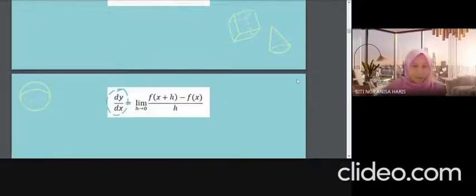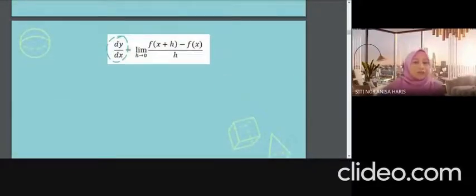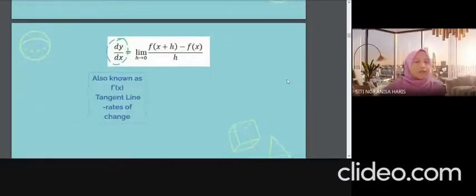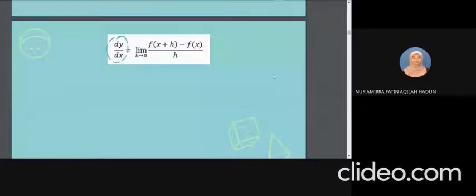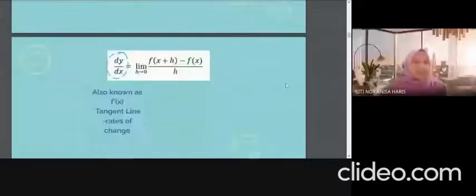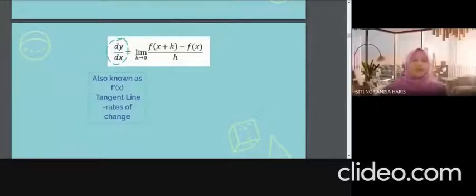But first, let's get to know the details about the formula. What is dy over dx? Slope. Yes, it is the equation of the slope and is also known as f prime x, which is defined as the derivative of y with respect to x. And then from this derivative, we will get the tangent line that will be used to find the rate of change for a particular point.